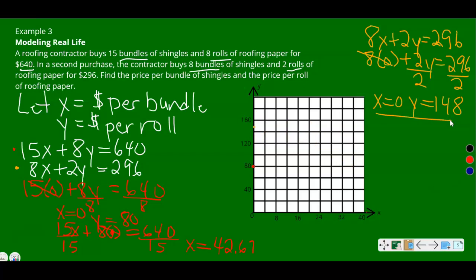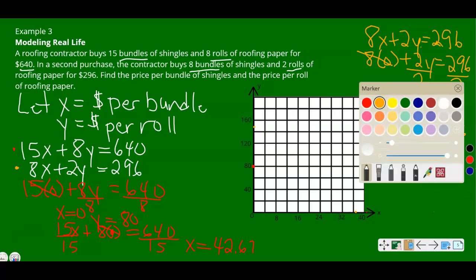All right, let's find the other intercept. So we let 0 replace x. Now we're going to let 0 replace y. So we're going to have 8x plus 2 times 0, because we're going to let y equal 0, equals 296. And now we divide both sides by 8. So x equals 296 divided by 8 is 37. So x is 37 when y is 0. So let's come out here. There's 32. That would be 36 because that's 40. So we're going to be right in here somewhere.